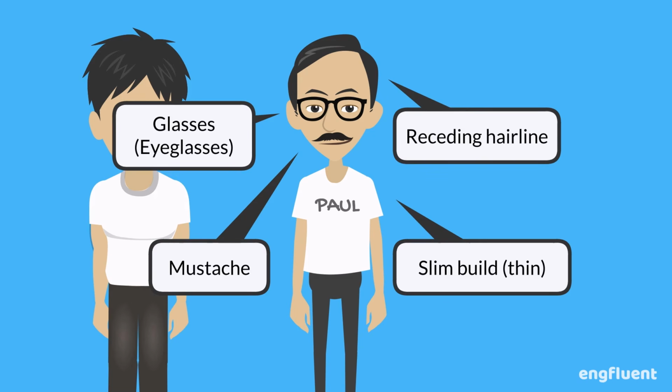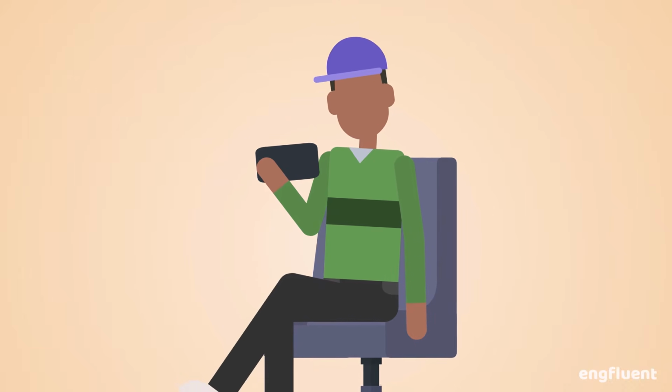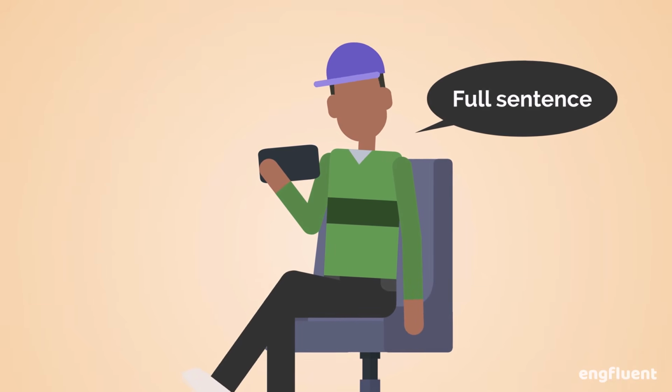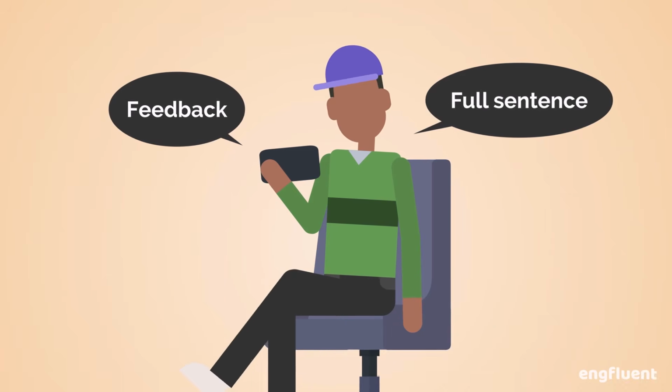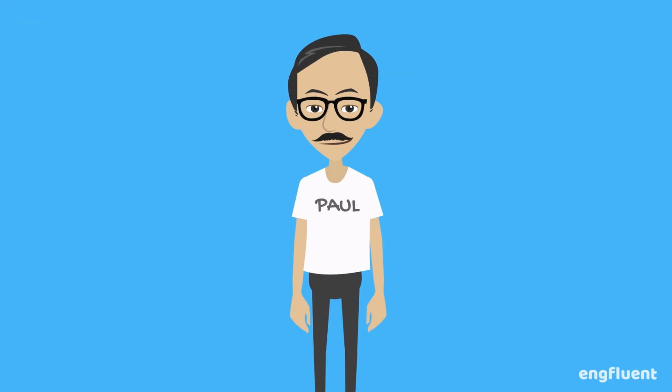To help you practice these descriptive words, I'll start asking questions about Paul's appearance. Please answer each question with a full sentence. Don't worry about making mistakes. I'll provide the correct answer after each question. All right, let's begin our practice.